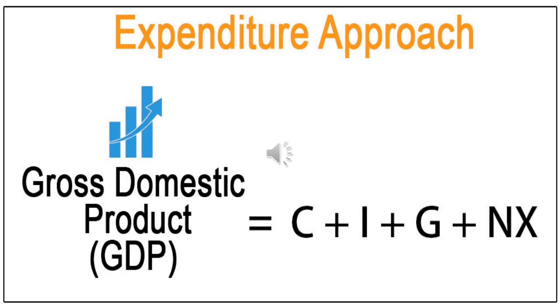In the expenditure approach, Y is equal to consumption plus investment plus government expenditure, along with export value minus import value. So Y = C + I + G + X - M. The expenditure approach can be calculated by using this formula.